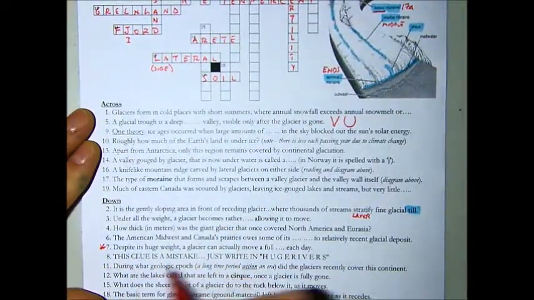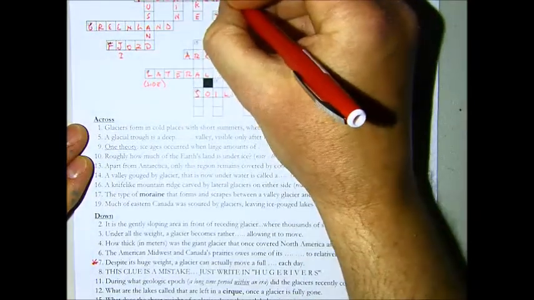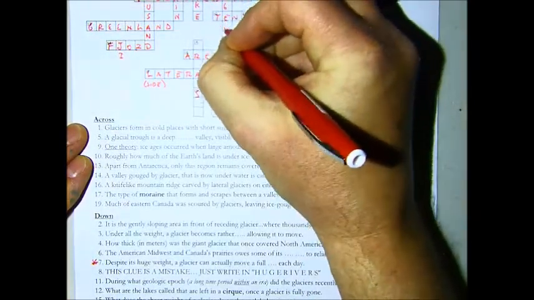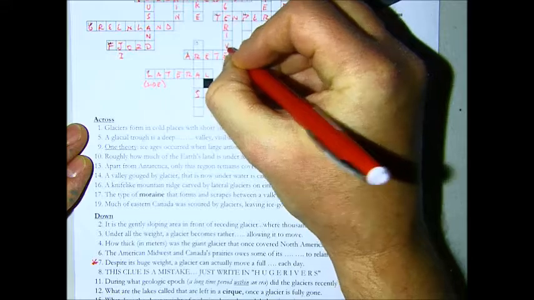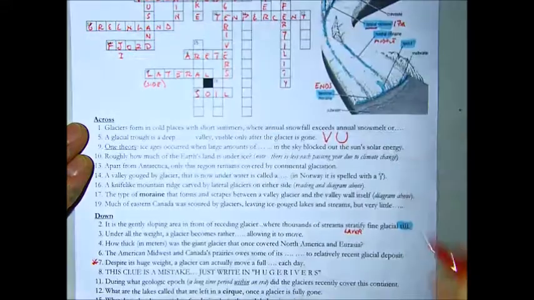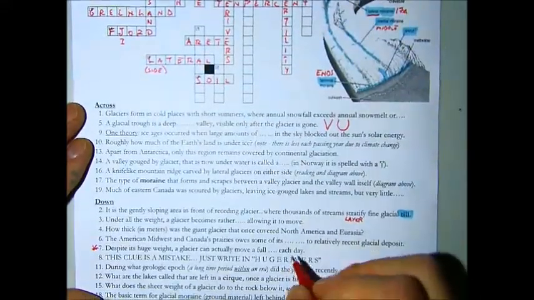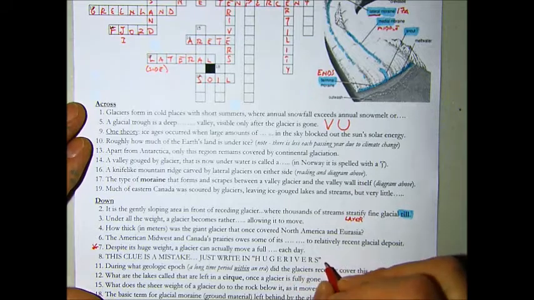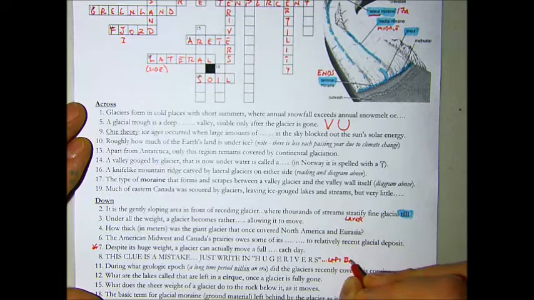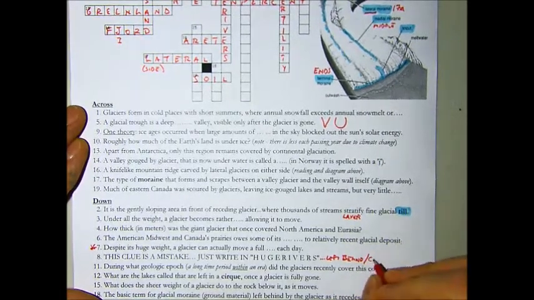Number 8, also a mistake, just write in huge rivers. The original reading had it in, then when I redid the reading, I took out that information. Don't worry about it. Huge rivers, I'll tell you what, huge rivers are left behind, okay? Or they can carve, left behind, and they carve landscape. This is from the meltwaters.